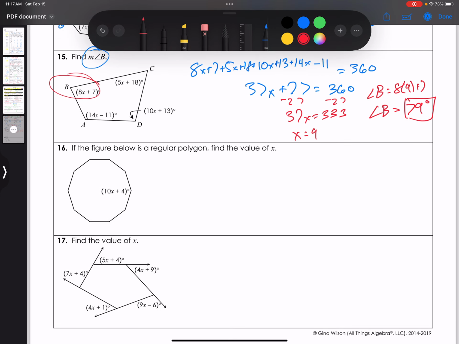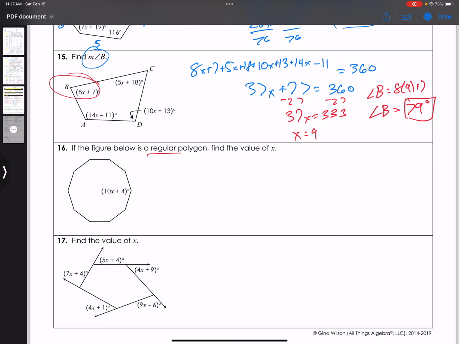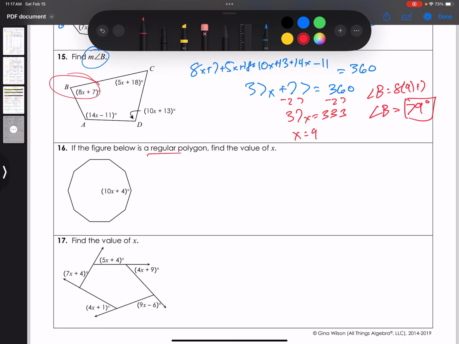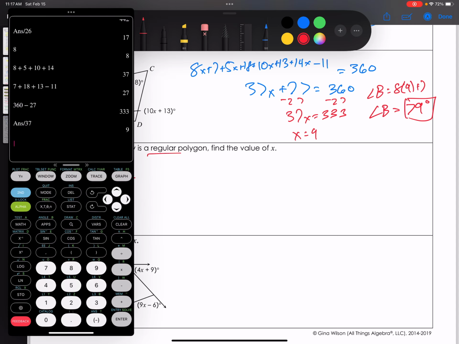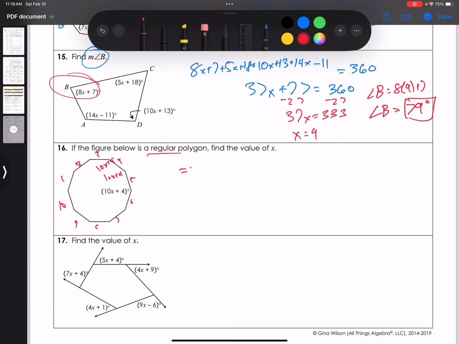Okay, so if the figure below is a regular polygon, remember regular polygons have a couple different issues with them. It says find the value of x. So we know regular polygons, all the sides are the same, all the angles are the same. So you could absolutely go in here and mark all of these angles as 10x plus 4, and then add them all up. 1, 2, 3, 4, 5, 6, 7, 8, 9, and 10. 10 is going to be 8 times 180, 1440. We know it all adds up to 1440. So you could add all those angles up.